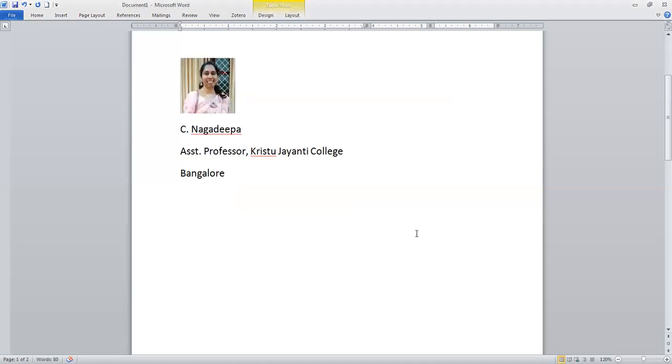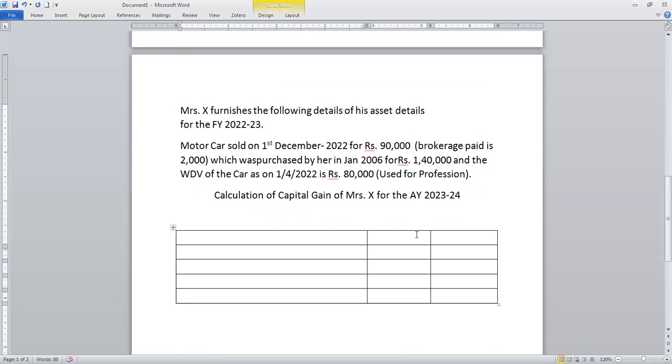Okay. See, this is the problem. Mrs. X furnishes the following details of her assets for the financial year 22-23, that means assessment year 23-24. Motor car sold on 1st December 2022 for rupees 90,000. The brokerage paid is rupees 2,000. This is nothing but the expenses related to the sale. It was purchased by her in Jan 2006 for rupees 1,40,000. So this 1,40,000 is nothing but the cost of acquisition. And the WDV of the car as on 1/4/2022 is 80,000.